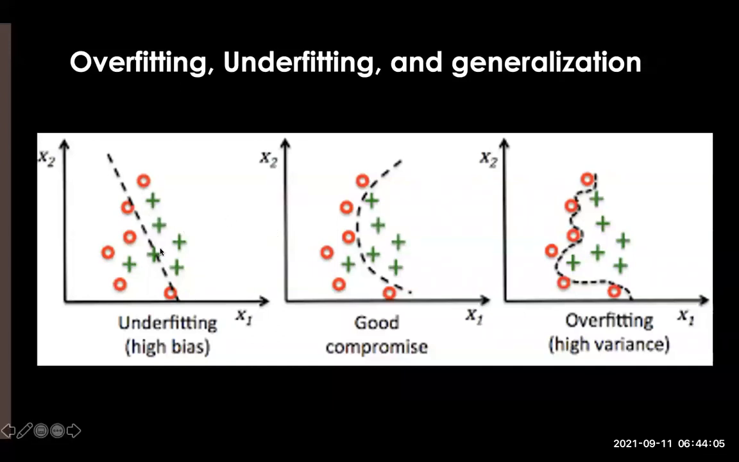The goal is to separate the circle from the plus, and that's why the overfitting one makes sure to clearly separate it. If you look at underfitting at the far left, the model couldn't clearly separate them at all. So it's too weak for the data. But the good compromise is what you want. It can make some mistakes, but not too many. With this good compromise, the model generalizes well.